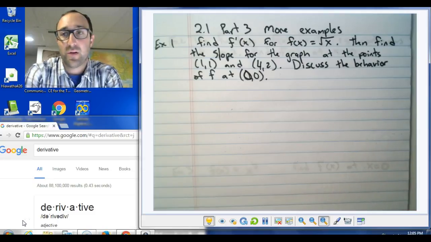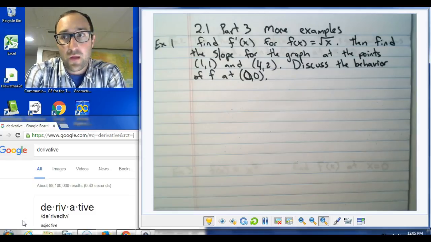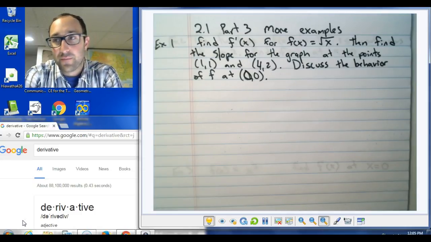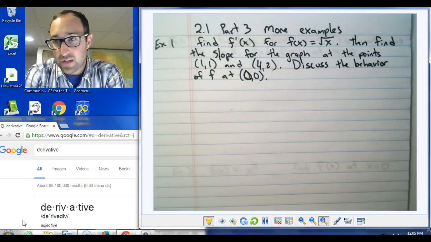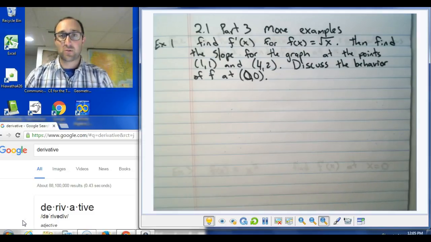So here's another example. Find f prime of x for f of x equals 1 over the square root of x. Then find the slope for the graph. I'm sorry, it's not 1 over. I'm sorry, it's f of x equals the square root of x. That x looks like a 1. It's not. Okay, so find f prime of x for f of x equals square root of x, then find the slope for the graph at the points (1, 1) and (4, 2). Discuss behavior of f at (0, 0).